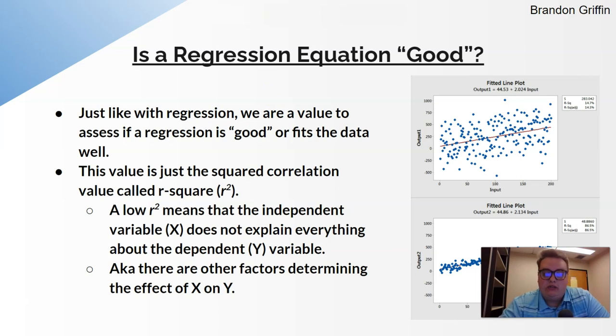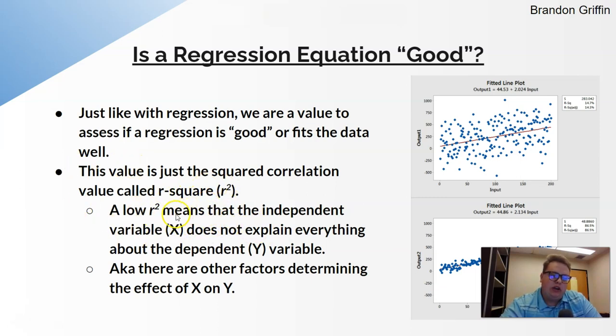So how can you tell if a regression equation is good or not? So just like with correlation, there are values to assess if a regression equation is good or fits the data well. With correlation, we used the R value, the Pearson's R correlation coefficient, that ran from -1 to +1. The higher or lower it was, the better fit it was going to be. So in regression, we use something called the squared correlation coefficient, or the R square value. And essentially what an R square value tells us is the percentage of variability in the y variable that is explained by the x variable.